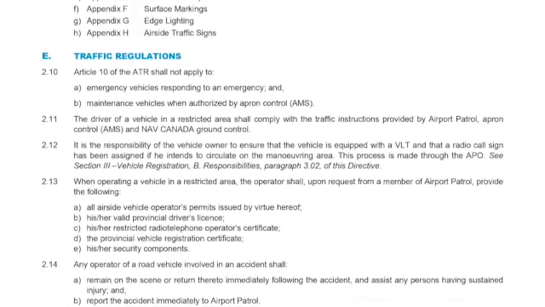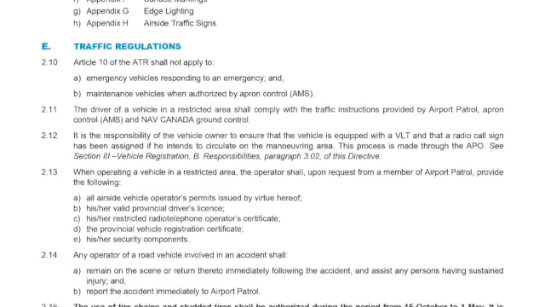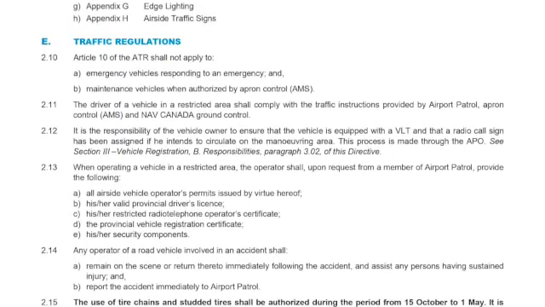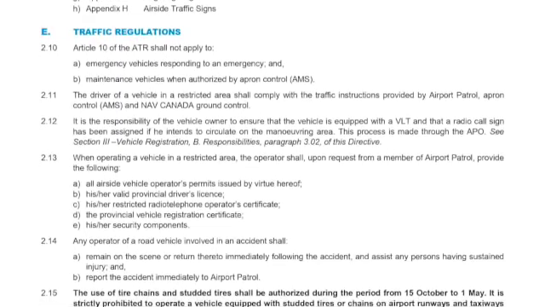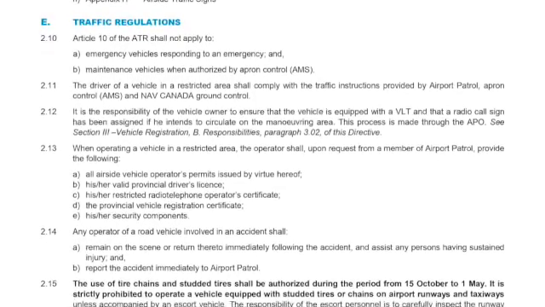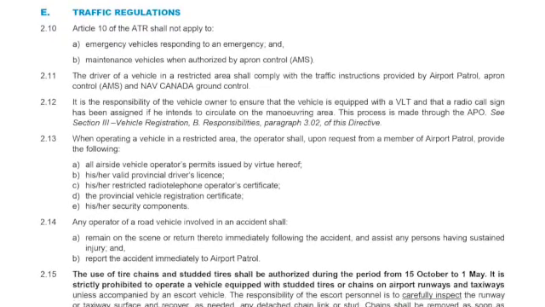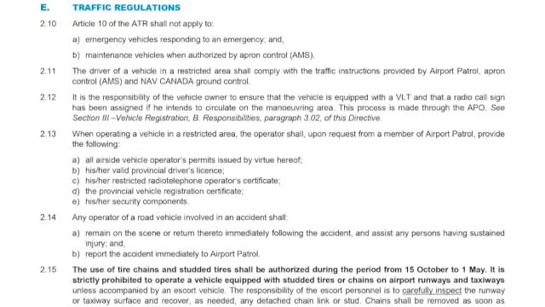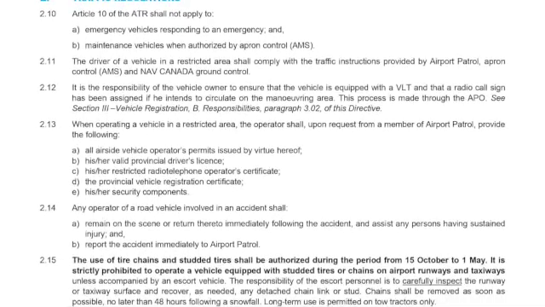13 When operating a vehicle in a restricted area, the operator shall, upon request from a member of Airport Patrol, provide the following: A. All airside vehicle operators permits issued by virtue hereof. B. His valid provincial driver's license. C. His restricted radio telephone operator's certificate. D. The provincial vehicle registration certificate.